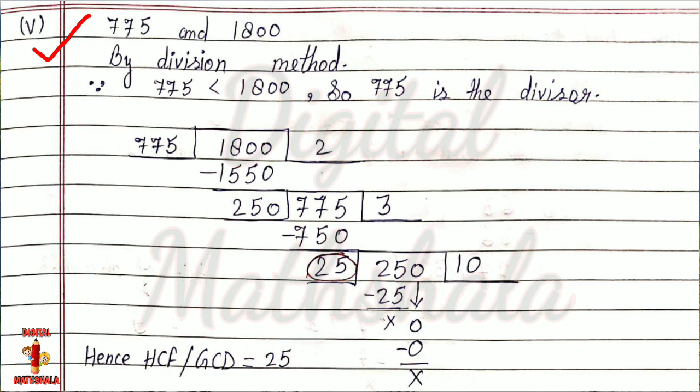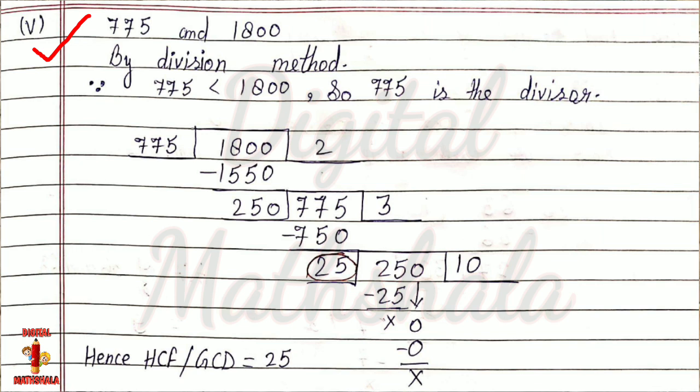Now here 775 and 1800 are given. As you know that 775 is lesser than the other number. So 775 will be the divisor in this division process. Here 1800 will be the dividend. And now we will divide this. So by 775, 2 times it will go.